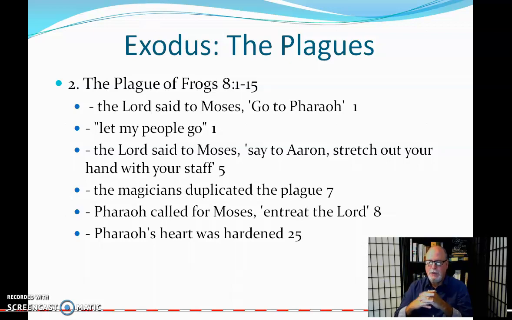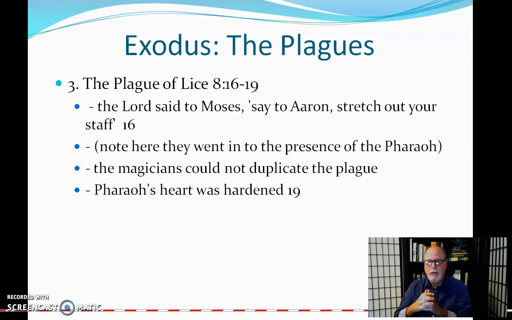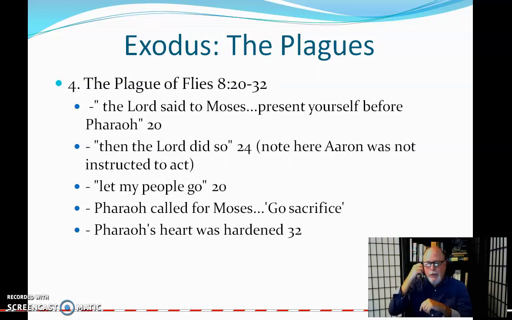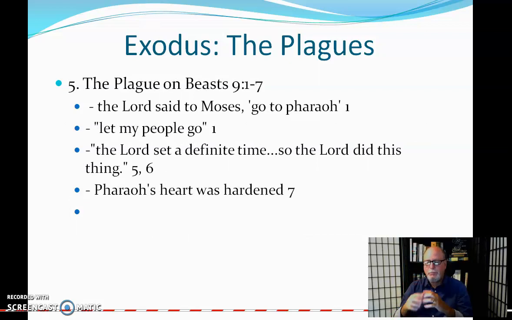This is that famous "Let my people go." And again, Pharaoh's heart was hardened. The third plague was that of lice. And yet again, Pharaoh's heart was hardened. The plague of flies being the fourth plague, Pharaoh's heart was hardened. The plague of beasts, again, Pharaoh's heart was hardened.